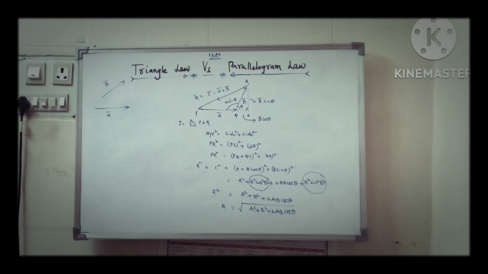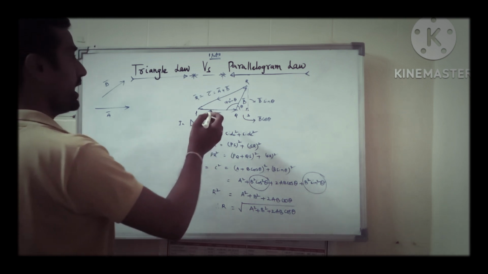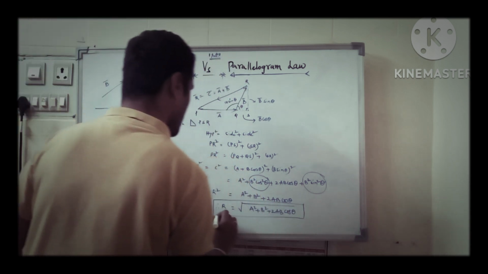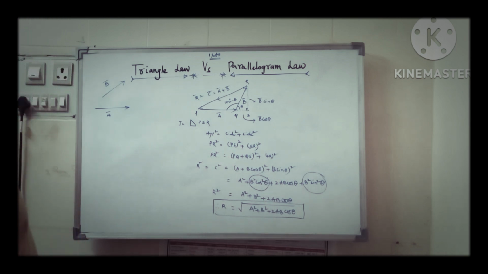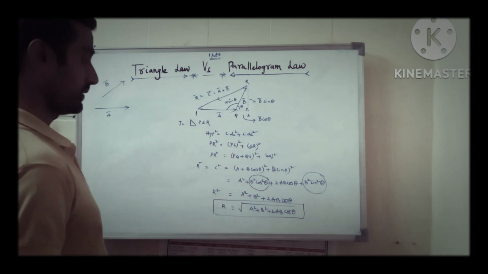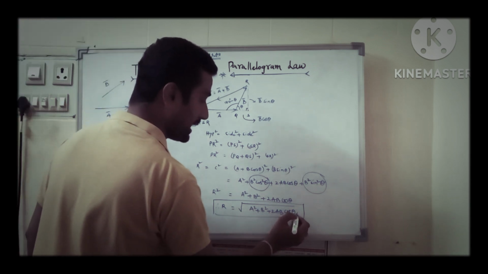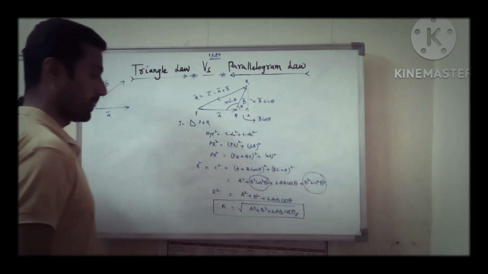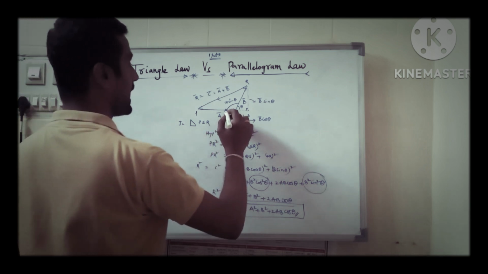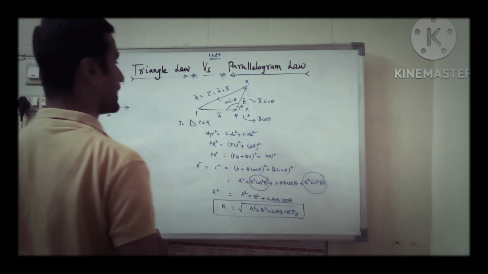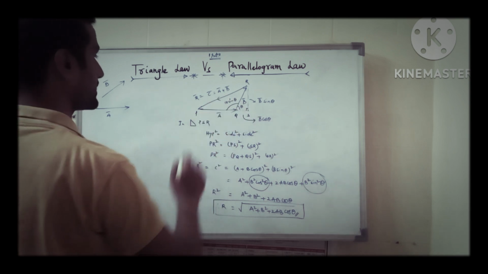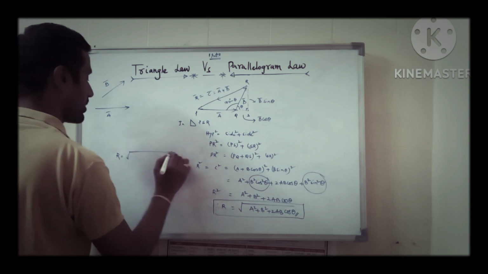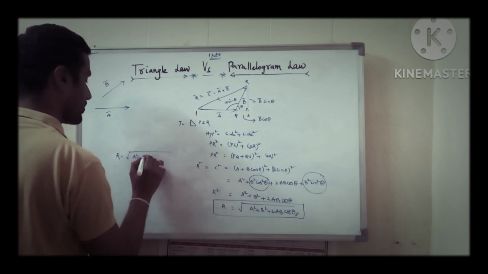Here we have obtained the magnitude of the resultant in the case of the triangle law. The angle theta is the angle made by vector b bar with the horizontal. If we take the angle between a bar and b bar as 180 degrees minus theta, then the resultant becomes r equal to square root of a square plus b square plus 2ab cos of that angle.